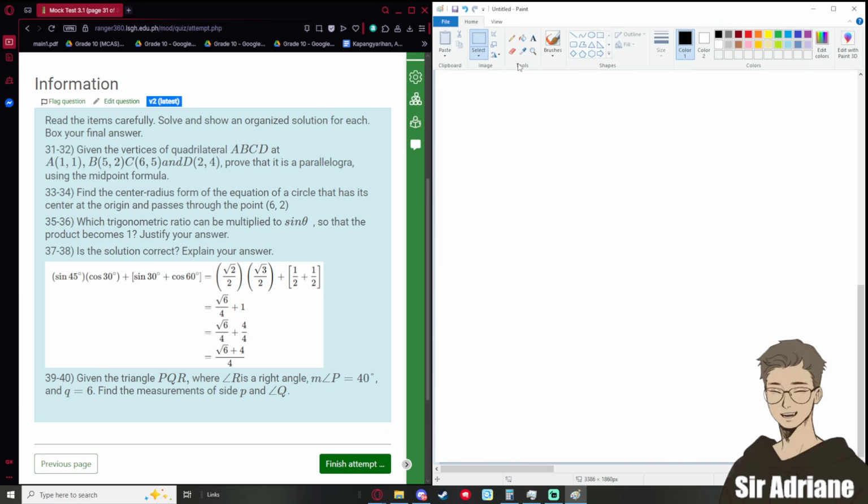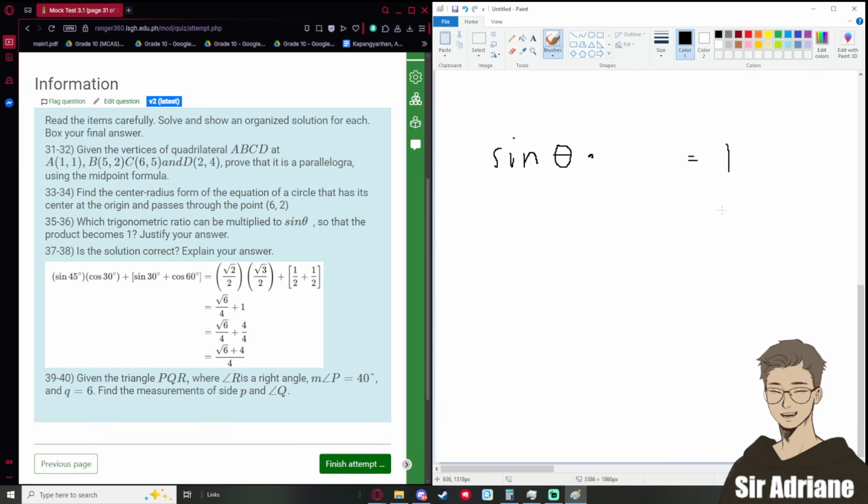Next, 35 to 36. Which trigonometric ratio can be multiplied to sine theta so that the product becomes 1? Justify your answer. Okay. We want to multiply an expression to sine of theta so that the product becomes 1.